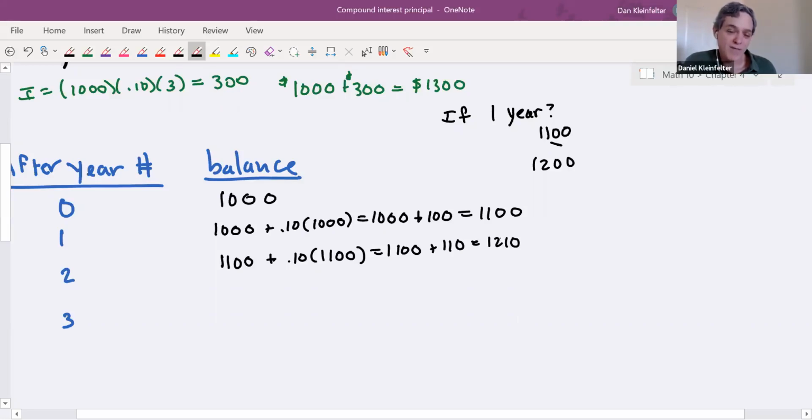Of course, you can guess where this is going to go now. Year 3, they don't just owe us 1,000 or 1,100, they owe us 1,210. So their starting balance this year is 1,210. We're going to add to that 10% of 1,210, and that's 121.